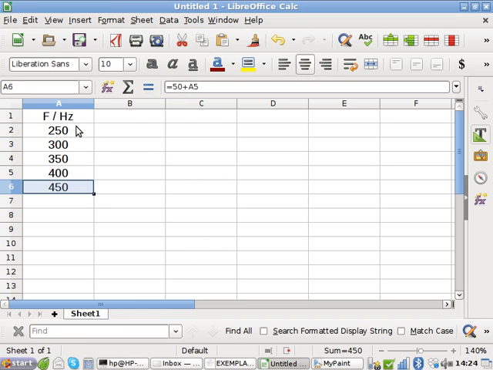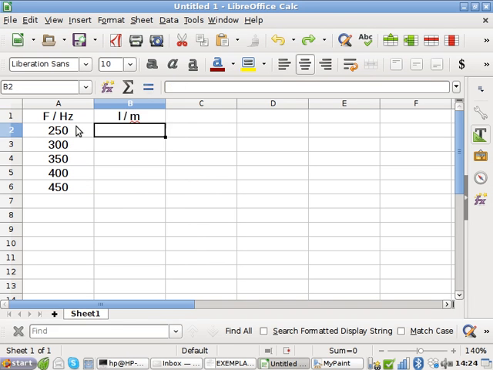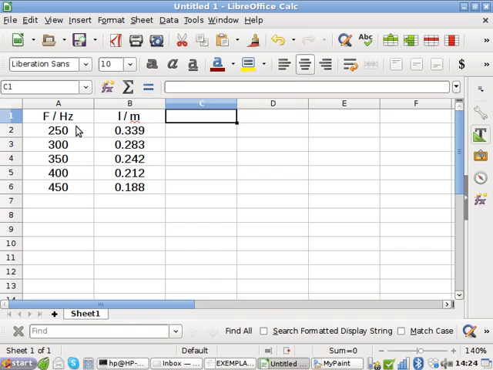That's all? Okay. And what's under that? Length, in meters. 0.339, 0.283, 0.242, 0.212, 0.180. And then the next one is time, in seconds, which is 1 over frequency, isn't it? Yes.